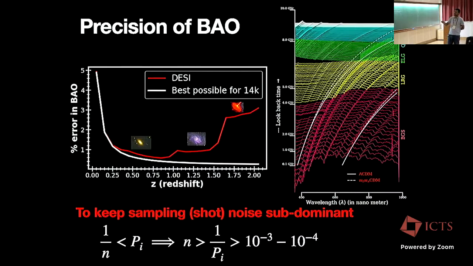No, so this error purely depends on the number density. Since the quasar and the Lyman alpha have much lower number density, your shot noise is going to dominate, and shot noise determines the error on the power spectrum, and that's what will determine your BAO error.